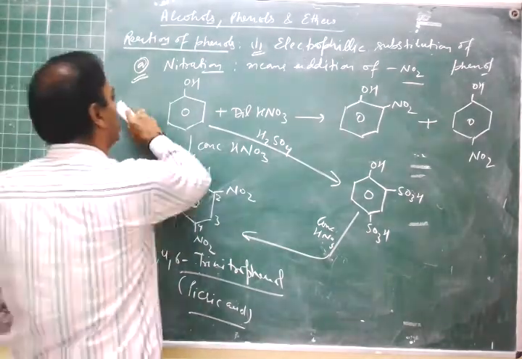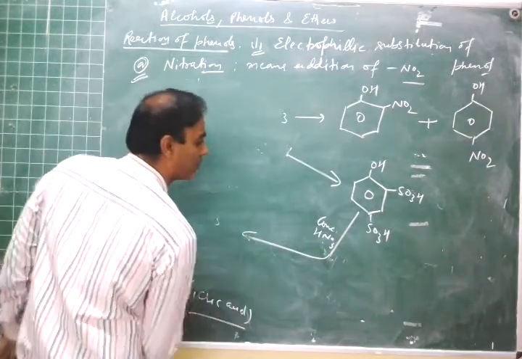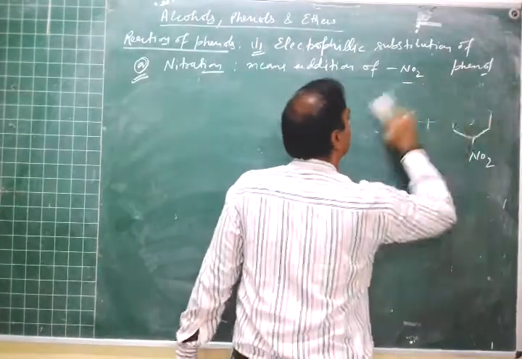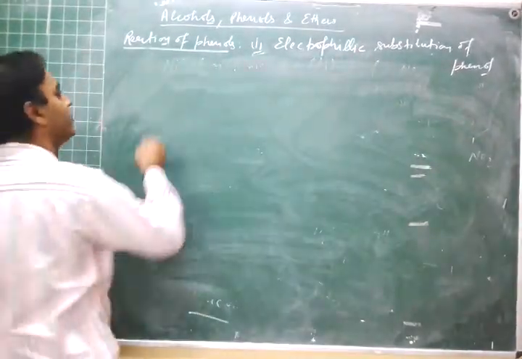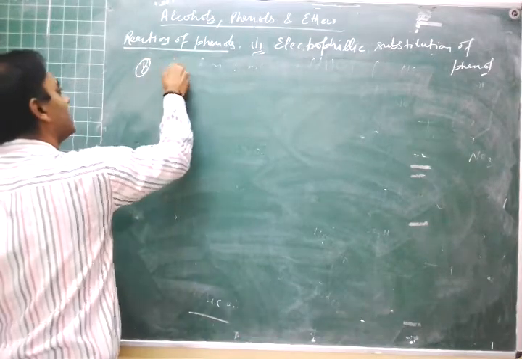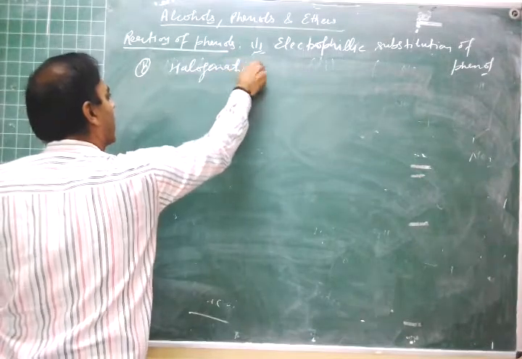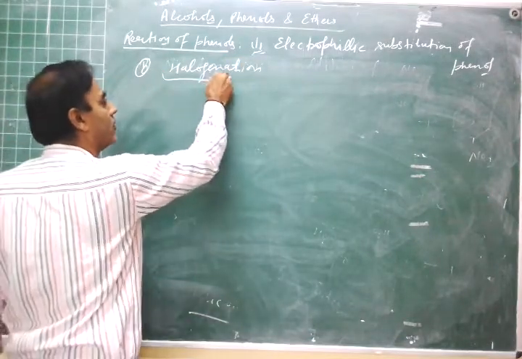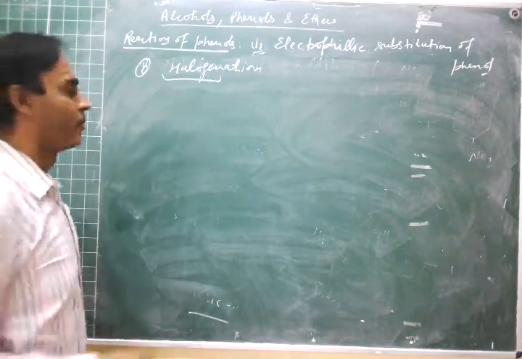That is halogenation. Halogenation means addition of halogen. So here we will take the example of bromine, that is addition of bromine with phenol.